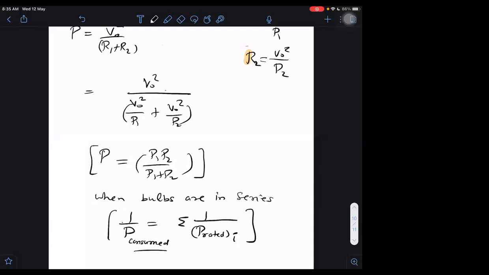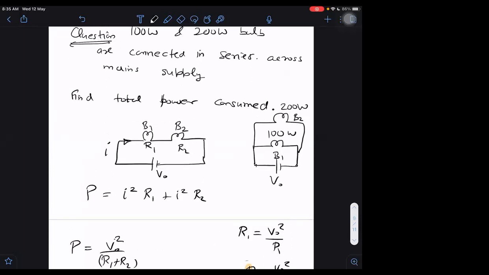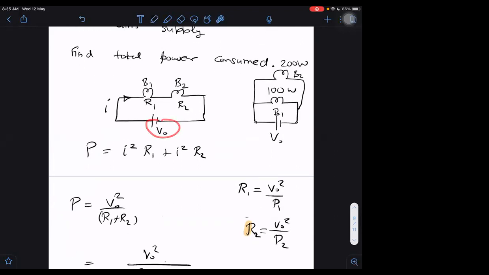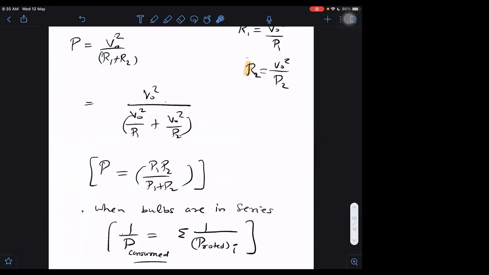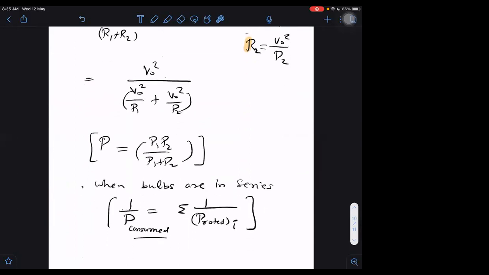Now I may change the question. I may say the supply is also changed. It is not the same main supply, but it is half of that. Then one more change will be there because of being half. Power will reduce to 1 by 4 times what we obtain here.